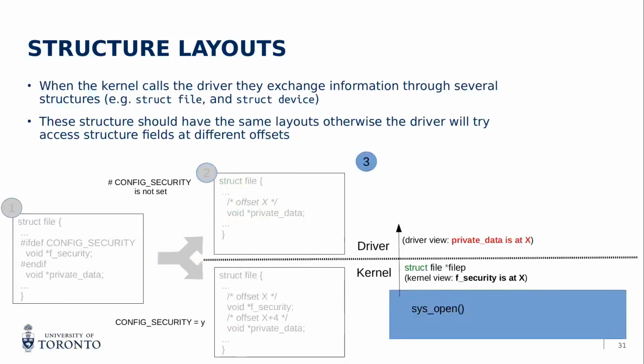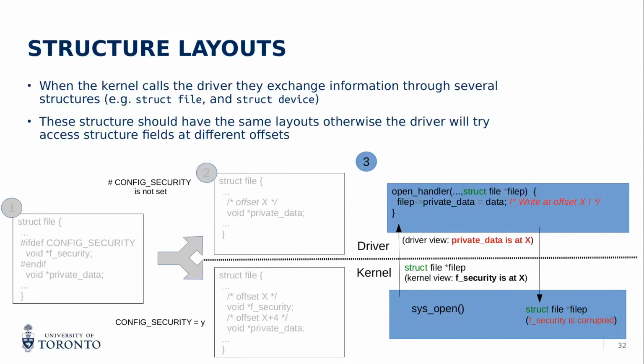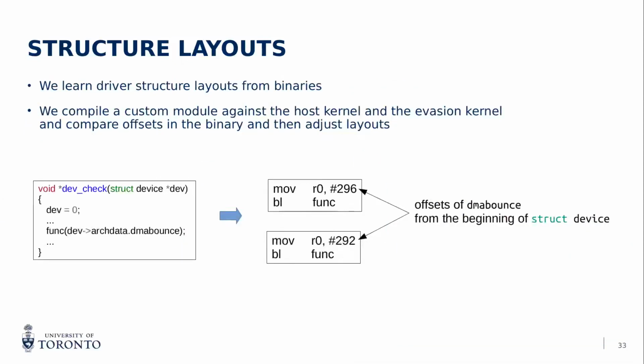What it means is that when the kernel tries to speak to the driver and pass struct file as an argument to one of the driver's functions, they will assume different offsets, which will result in the driver thinking that it writes one field, while in fact writing to another, and thus corrupting the structure. In order to guarantee the same structure layouts in memory, the evasion framework analyzes the evasion kernel and the driver binaries and identifies when their memory layouts are different, and suggests how to correct it.